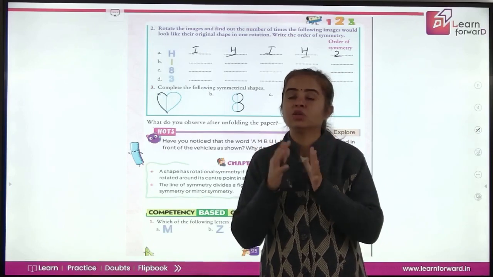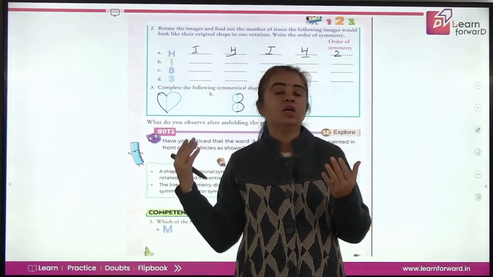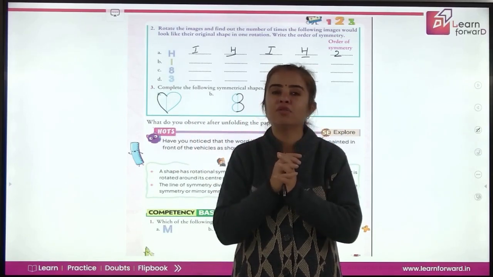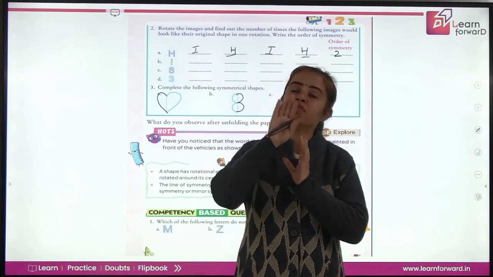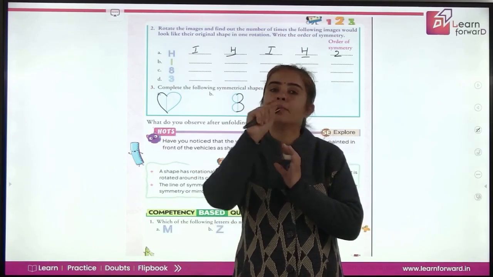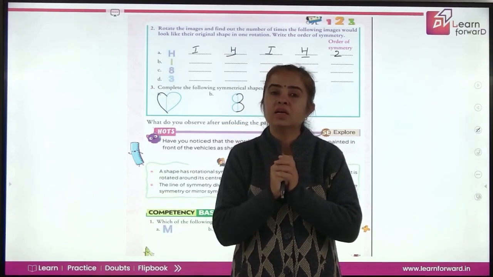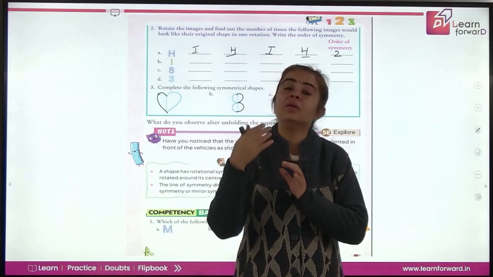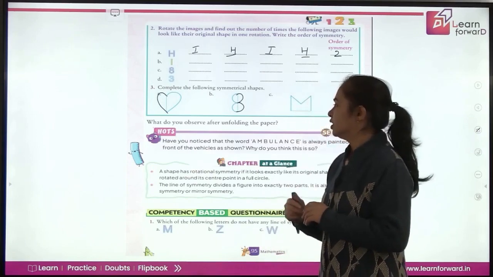Okay. Actually, what happens when somebody is driving and the ambulance is behind? So you will just see that word ambulance in the mirror in front of you, in front of the driver. So there the reflection should come and show ambulance clearly in the perfect way, right? So that is why on the ambulance, it is written in the reflection image form, right, children? Now let's move to the next.